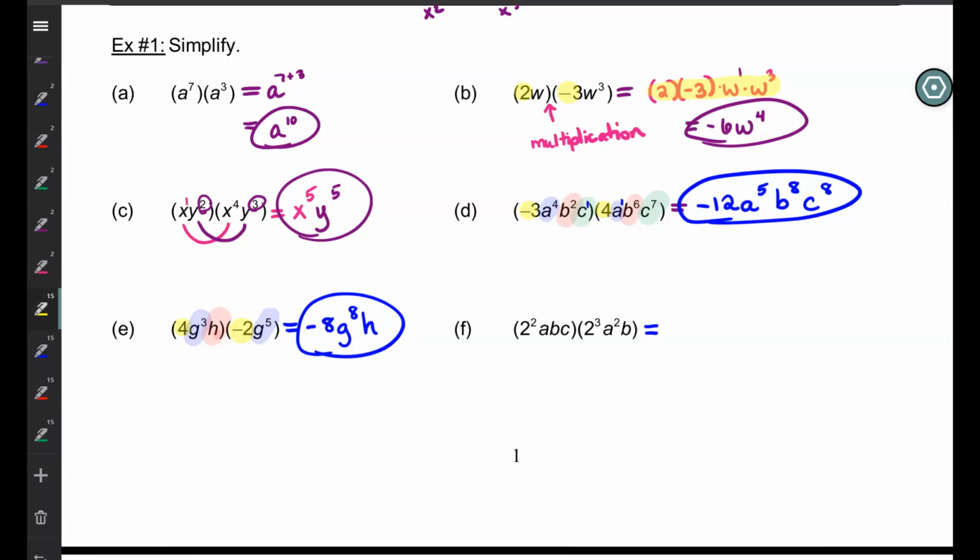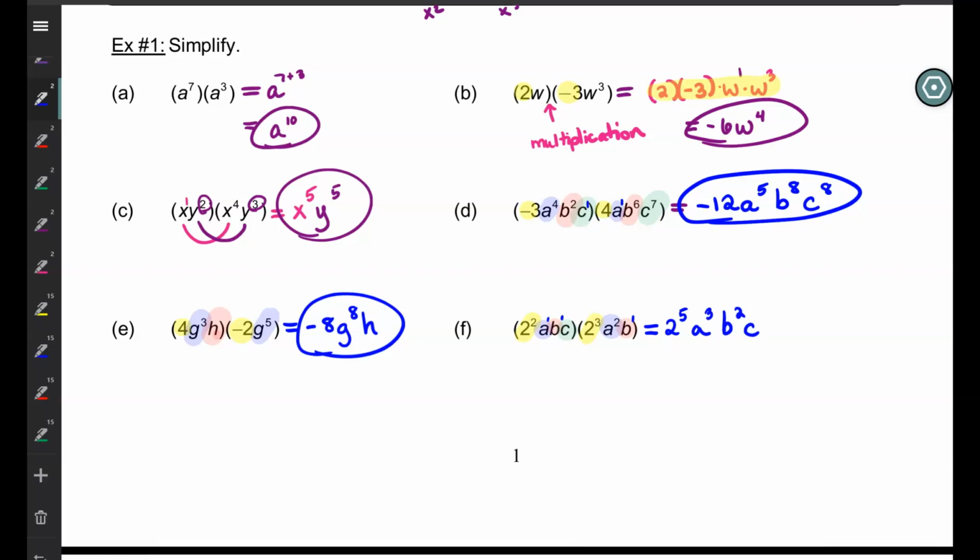Okay, next one. Now I have 2 squared times 2 to the third. So that's going to be 2 to the fifth. And then I have a times a squared. So that's going to be a to the third. I have a b times b. So remember, those both have a 1 there. So b times b is going to be b squared. And lastly, I have a c here, nothing to combine with the c. So we'll just put that at the end.